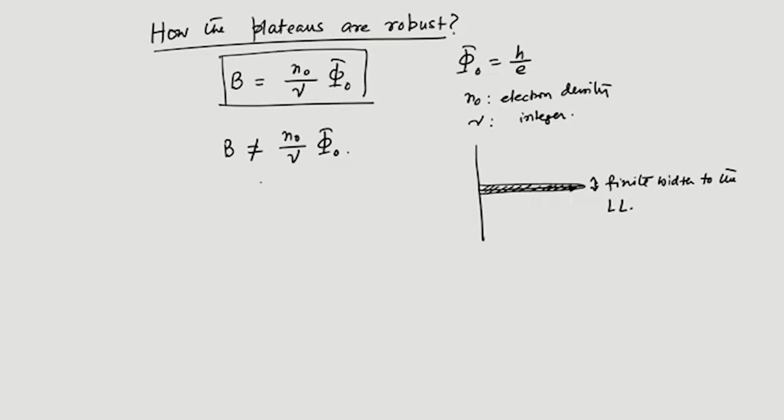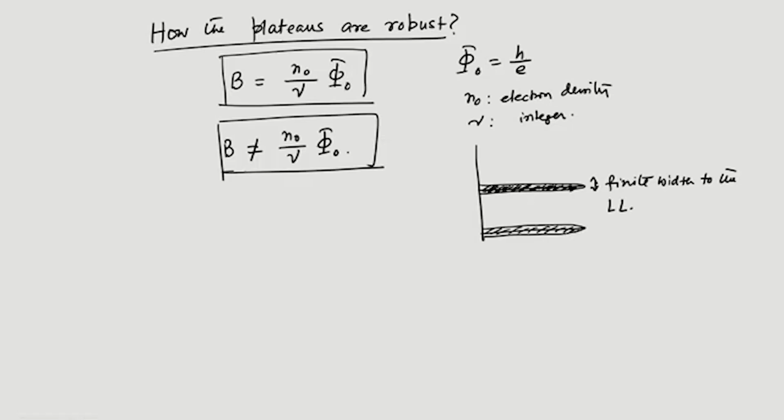So even if this equation goes out of balance, that is the equality breaks down, even then the plateaus continue to exist because of this certain width of the Landau levels now owing to disorder. Okay. Disorder does not mix two Landau levels. The other Landau level is here, which is also slightly broadened. Okay, and this broadening is due to disorder.